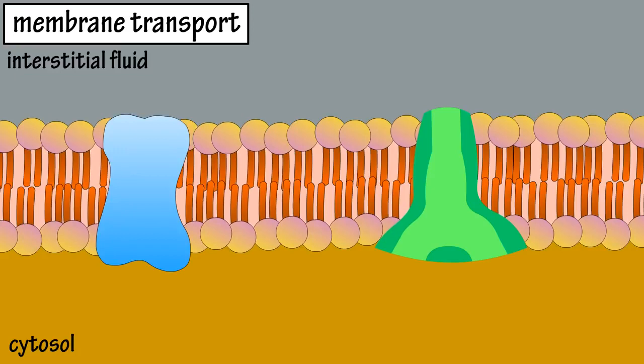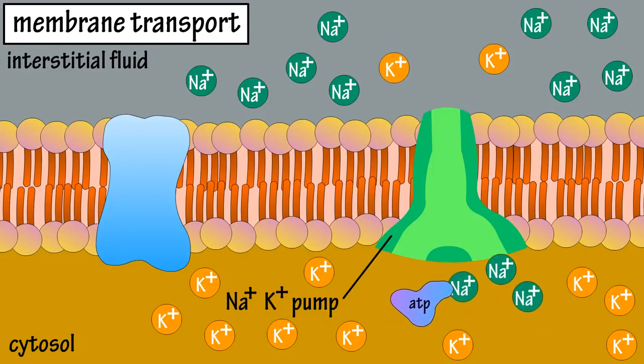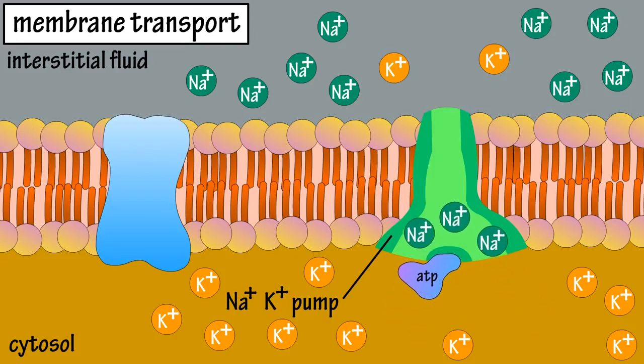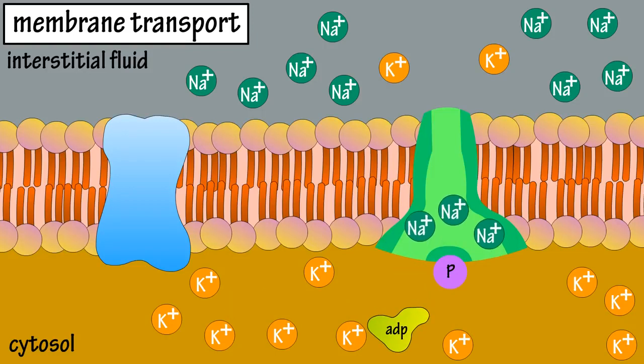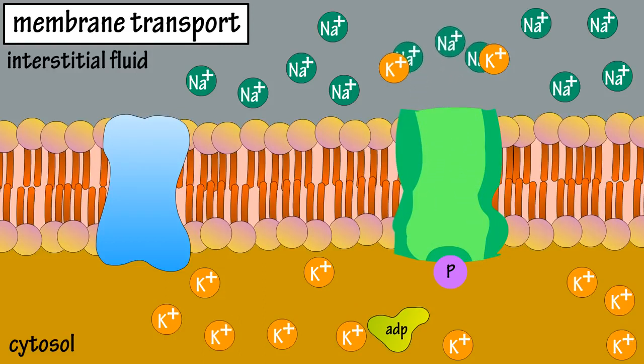Here we have a membrane along with a sodium positive and potassium positive protein pump. 3 sodium ions and ATP bind to the pump, ATP being like fuel or the form of cellular energy. In order to release that energy, ATP breaks down into ADP and P. P binds to the pump, and the release of energy causes the pump to change shape and release the sodium positive ions into the interstitial fluid.